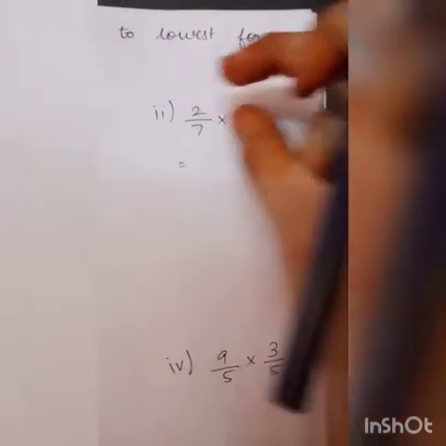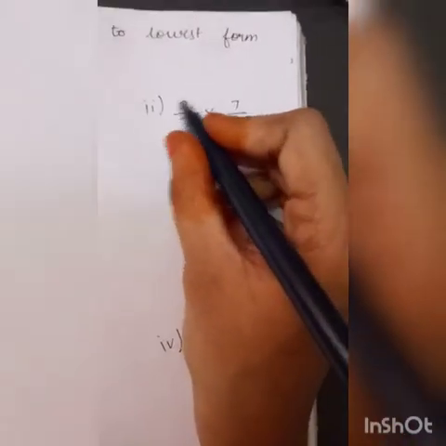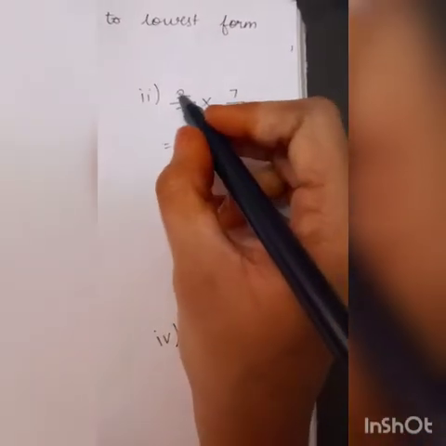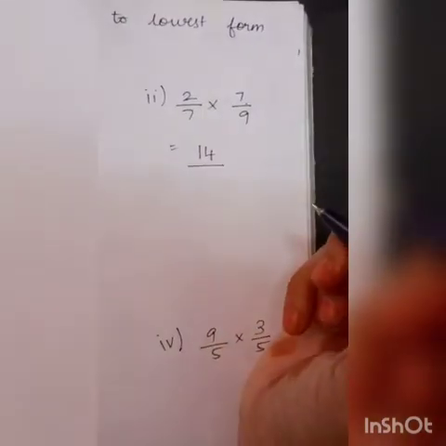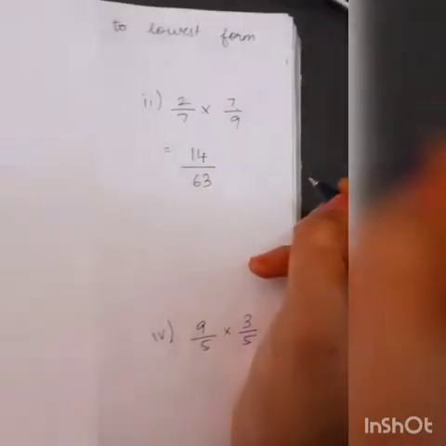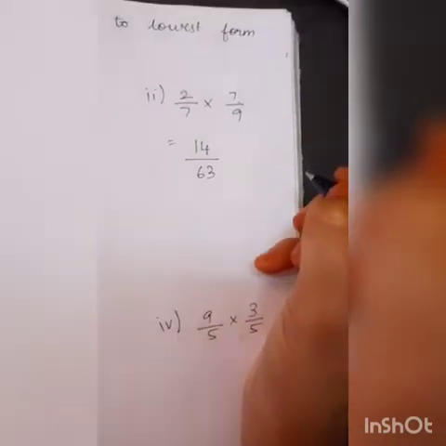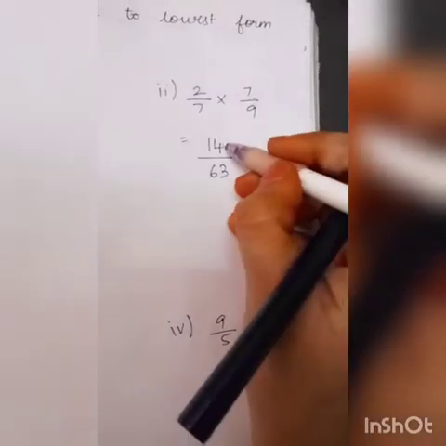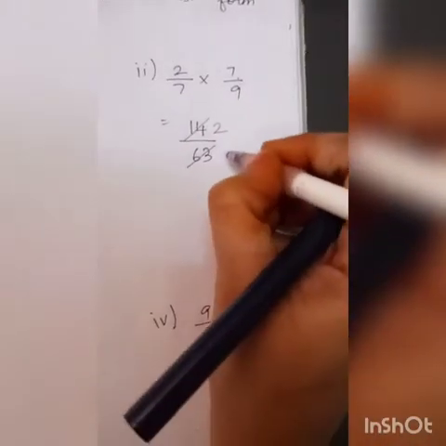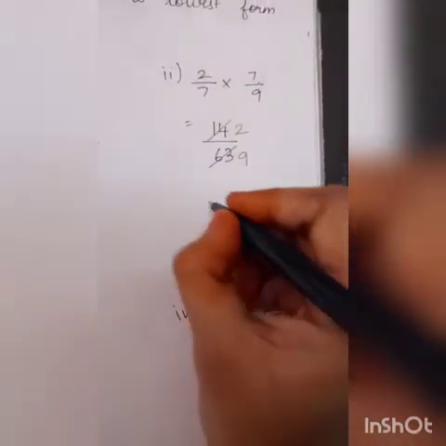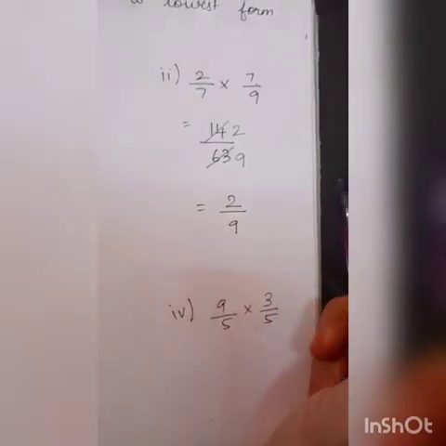Here both are like fractions. Both look like fractions, not like any mixed fraction. So what shall we do? Shall we multiply it? 2 7s are 14. 7 9s are 63. Is there any possibility to cancel it? Yes. How? Both come in the 7th table. 7 2s are 14. 7 9s are 63. So what is my answer? 2 by 9.